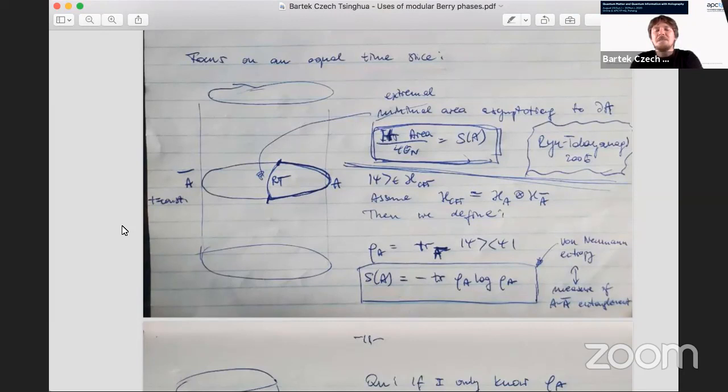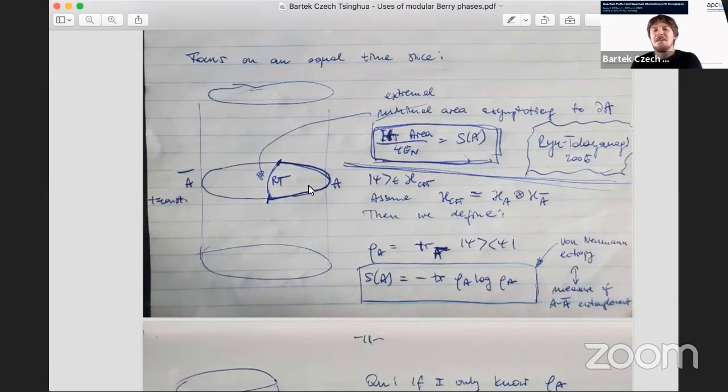On that equal time slice, and I'm sorry for being so mundane about reviewing things that have been talked about a lot in the last week, but it's probably useful to set everybody on the same page. So I'm going to take an equal time slice of this geometry and divide it into two pieces. One of them I will call A and the other one A complement.